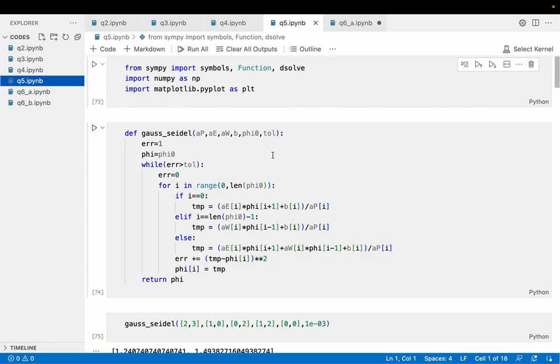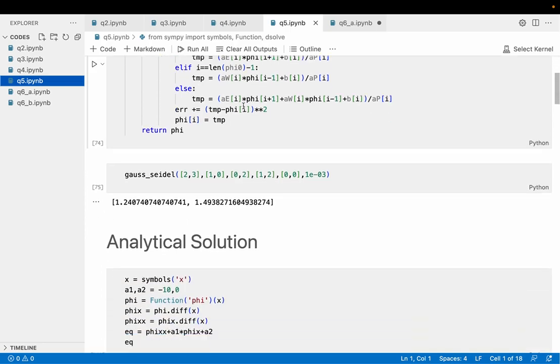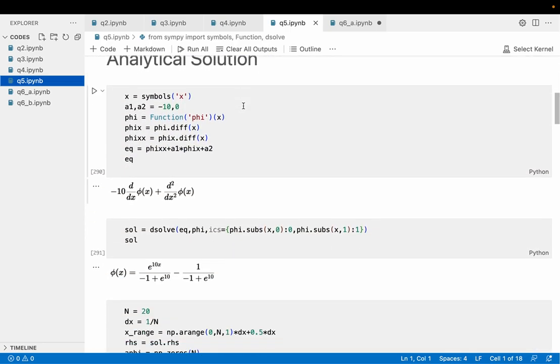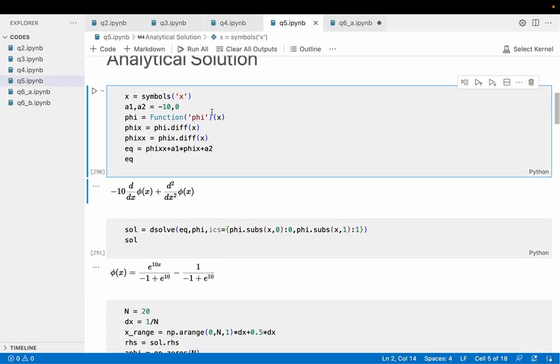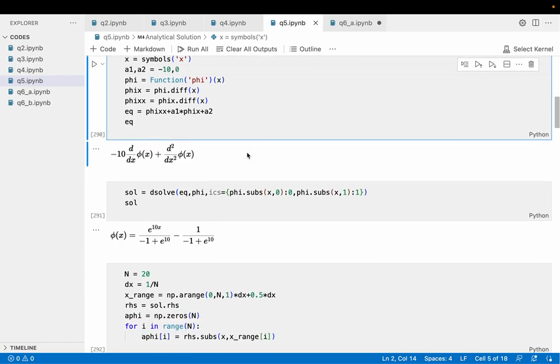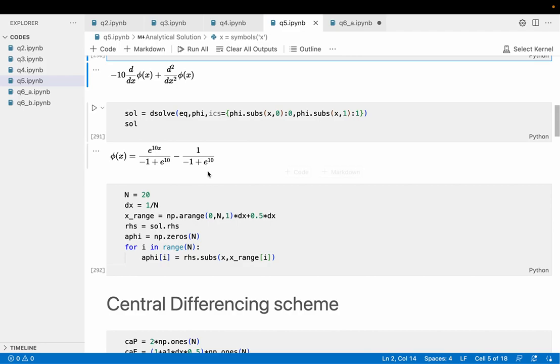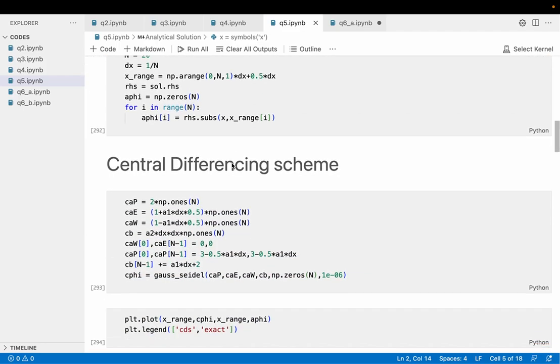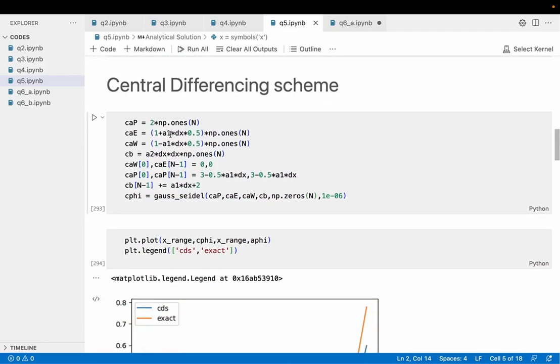For those of you who are familiar with symbolic tools, just to derive the analytical solution, you can use any of these symbolic tools to do that. So Gauss-Seidel is again straightforward. The analytical solution is where the question gives you some values of A1 and A2. I have just taken some values, and this is your differential equation, and when you solve it, you get the analytical solution. That is straightforward. Central differencing is where you have these terms.